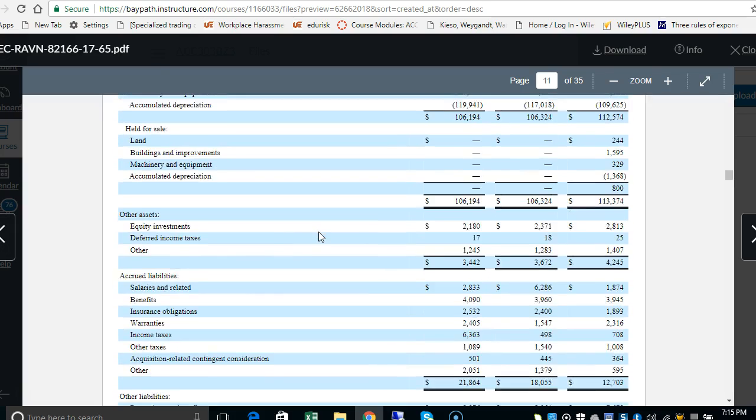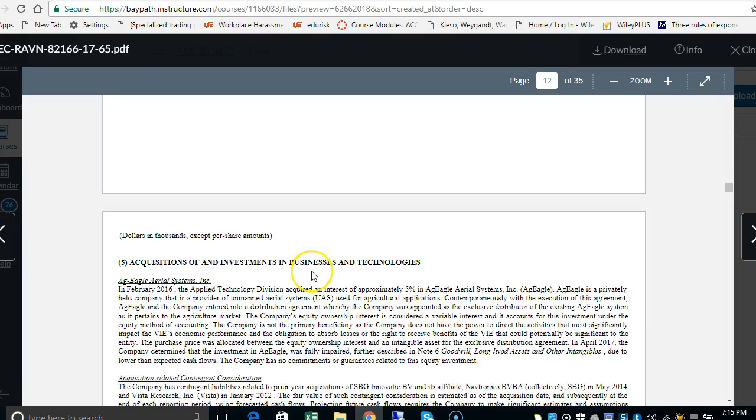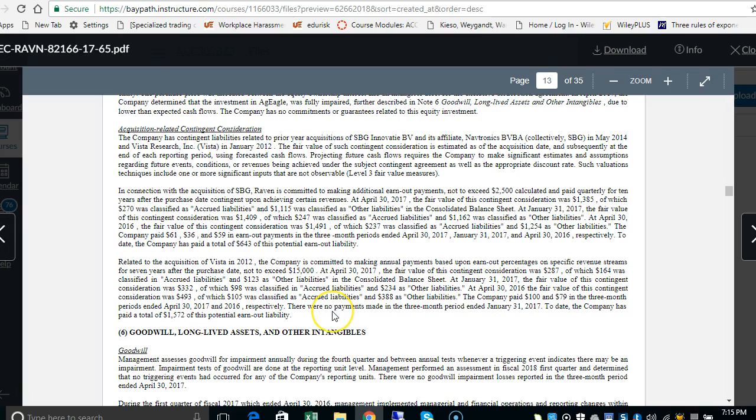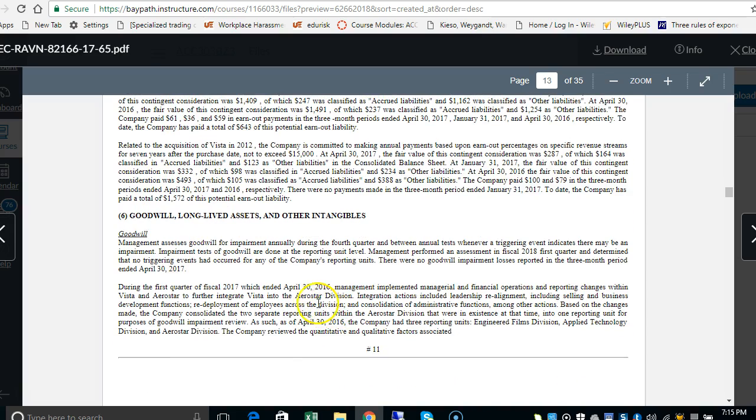Selected balance sheet information, which will be followed up by their acquisitions and investments. They talk about their acquisitions and the investments they're making. Goodwill and long-lived assets. Management assesses goodwill for impairment annually, which auditors are required to do during the fourth quarter and between annual tests, whenever a triggering event indicates there may be an impairment. Impairment tests of goodwill are done at the reporting unit level.